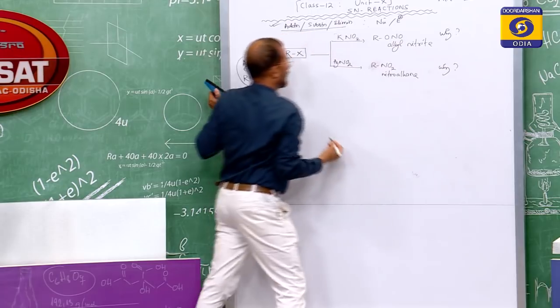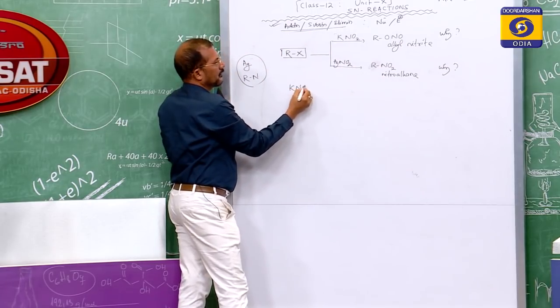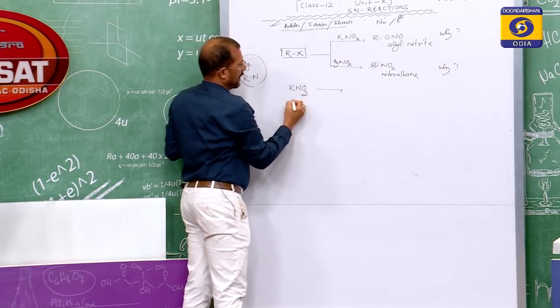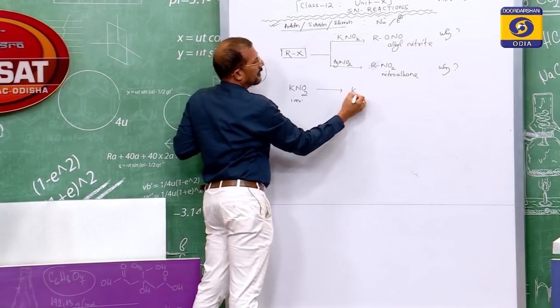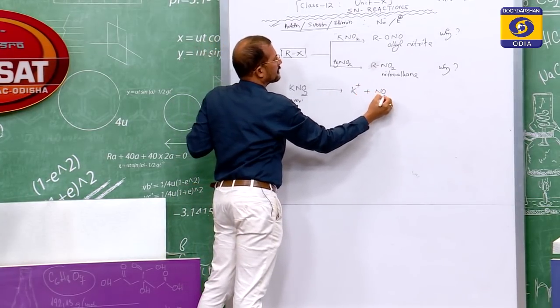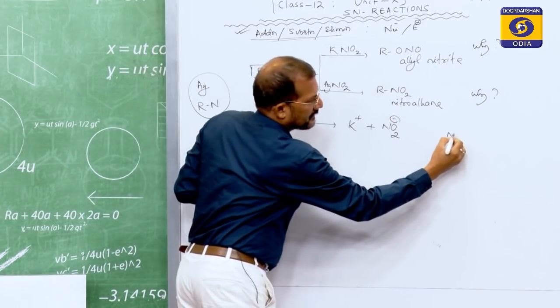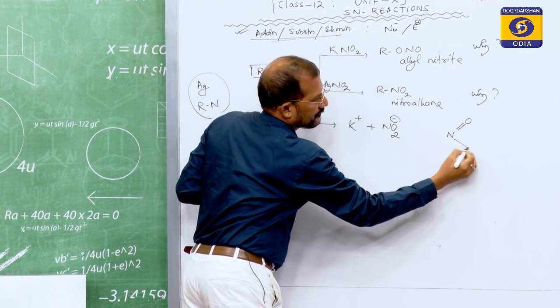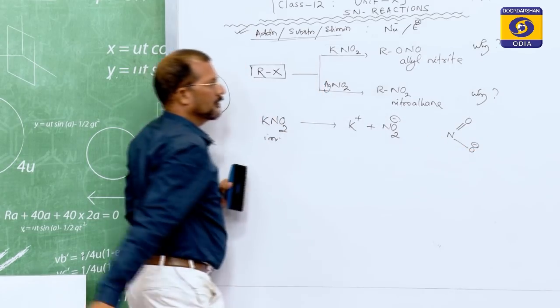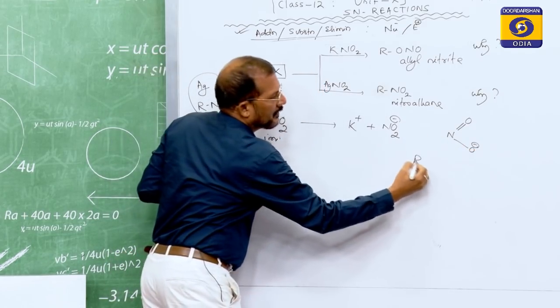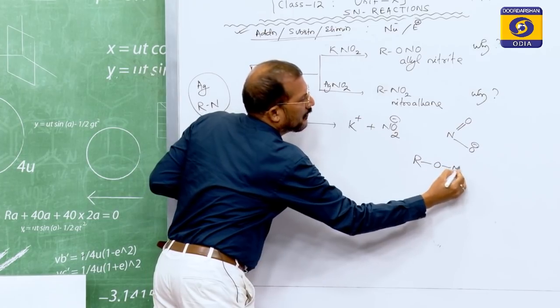Why is it happening? Same thing. KNO2 is a compound of potassium. It is ionic in nature. It produces K plus and NO2 minus. The structure of NO2 minus is like this. So whenever there is a bond, the bond will be between R O and N O.